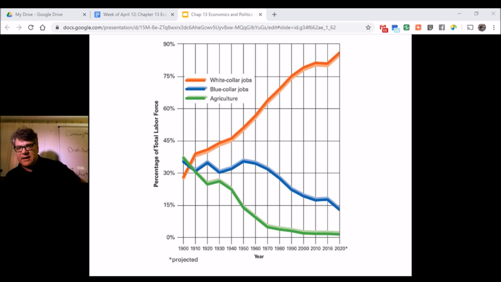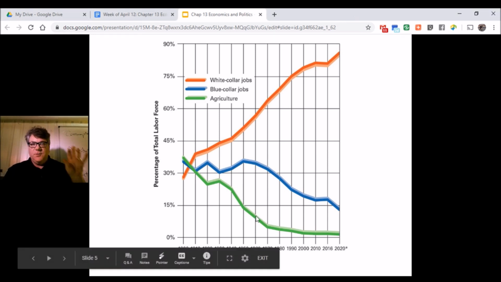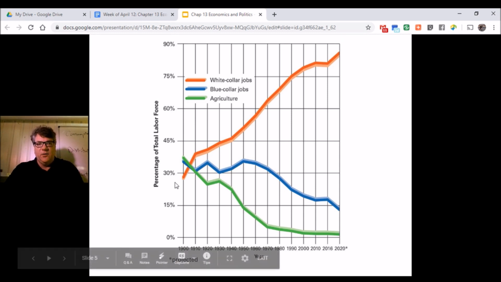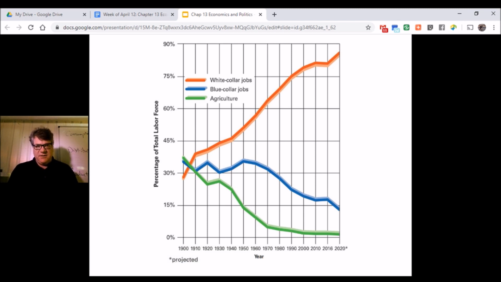Now, what you're looking at here is, this is a really important chart, okay? As it looks at changes in the economy in the United States over time. So we're just looking at the United States right now. This is the percent of the total labor force, and the years are across the bottom. This is looking at the changing pattern of work in the United States over the last 100 years.